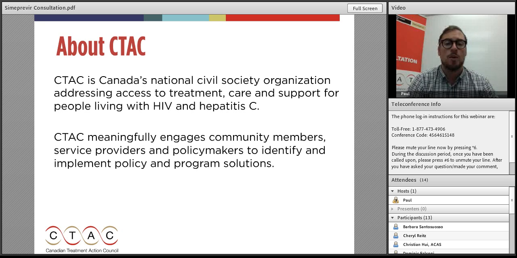The way that we do our work is that we meaningfully engage community members, service providers, policymakers and researchers to identify and implement program and policy solutions, which is the role that we're playing today, a part of what we call our Consultation to Action framework, to ensure that our policy positions are really reflecting the lived realities of people living with hepatitis C and HIV across Canada.